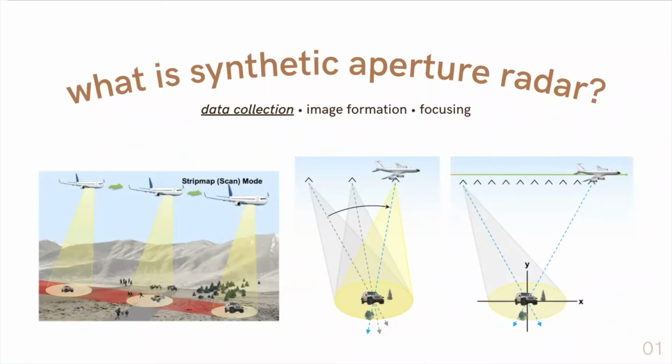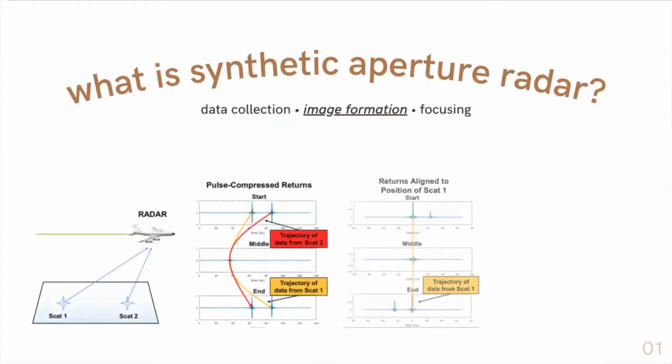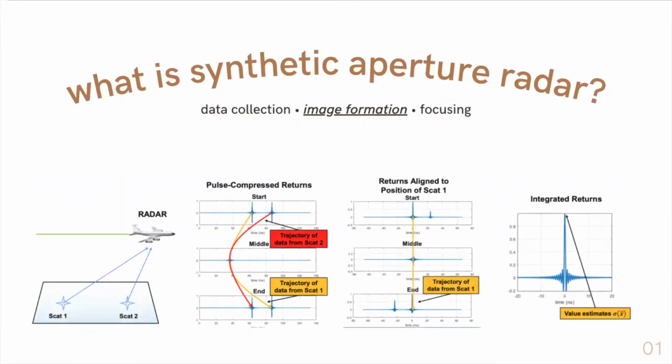There are different methods of data gathering. The two shown here are strip map and spotlight mode. Once the pulse data of each pixel of the scanned ground returns, we can integrate the aligned returns to calculate a so-called reflectivity of each pixel. This is how back projection forms an image. It takes the reflectivity of each pixel and puts it in a plot.